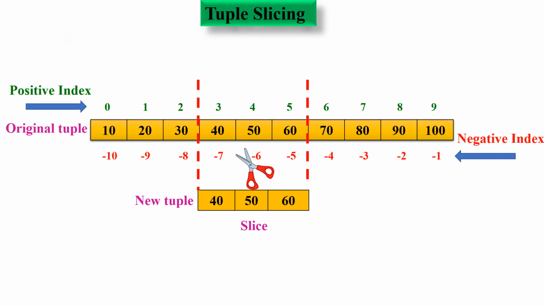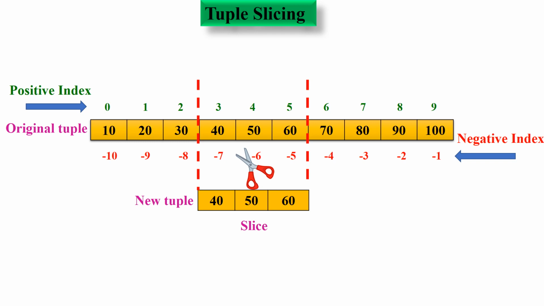Tuple slicing is a technique used to extract a portion of a tuple by specifying a range of indices. It allows you to create a new tuple that contains a subset of elements from the original tuple. In this picture, if we consider the positive index, that is forward indexing, index 3, 4, 5 are sliced and a new tuple with elements 40, 50 and 60 are formed.